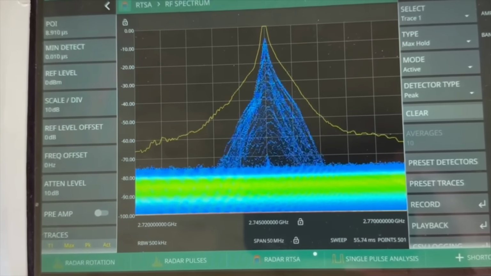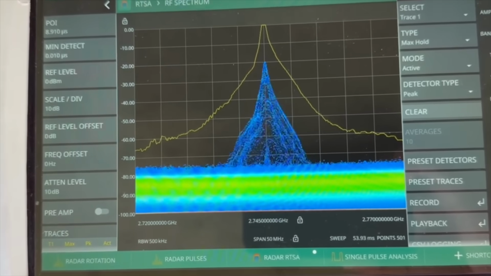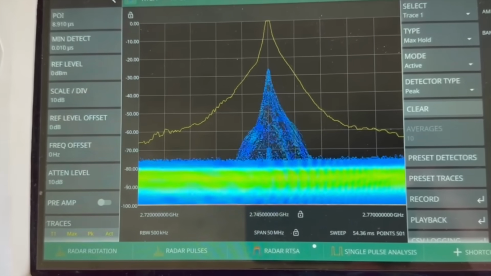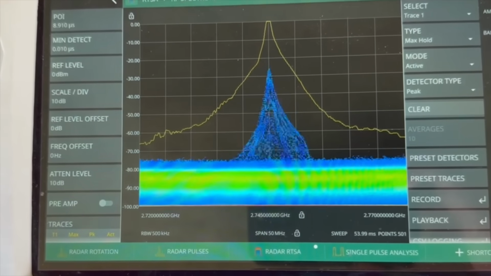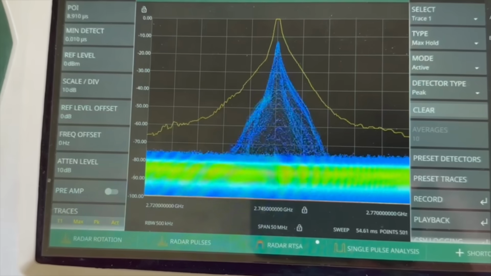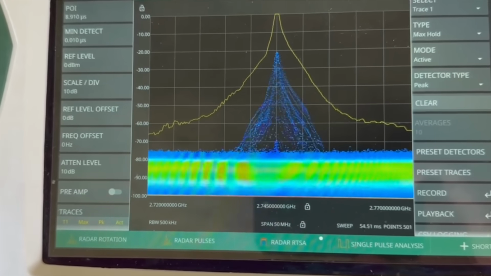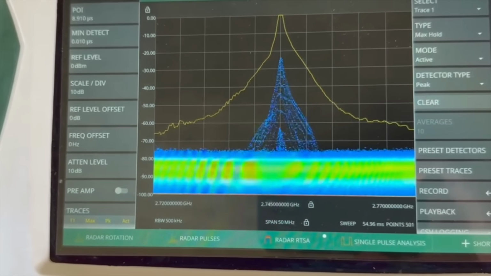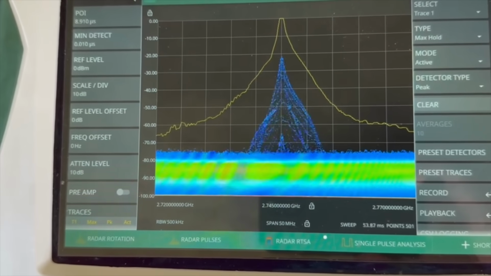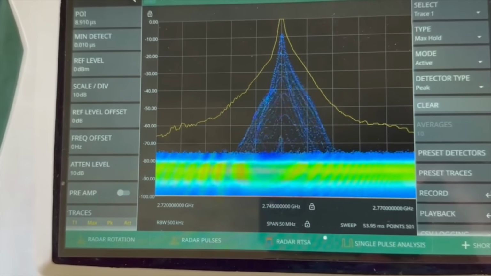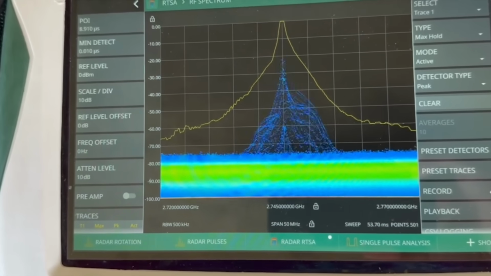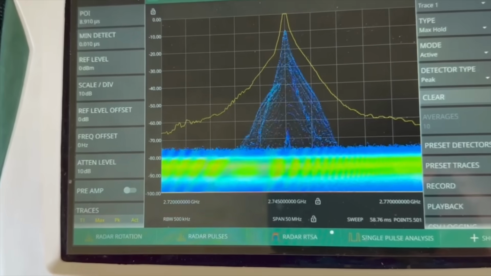The first thing I'm going to do is use the RTSA to look at the radar breathing as it rotates. So although it's transmitting constant power, because it's rotating at any one location the power will appear to rise and fall. And also because it's bursted, we can really only see that in RTSA mode. So the yellow trace here is a max hold trace, and the power density blue trace below that is the RTSA view of the radar rotating, and we're seeing the changes in the power level as it rotates and the transmitters towards and away from the antenna on the spectrum analyzer itself.